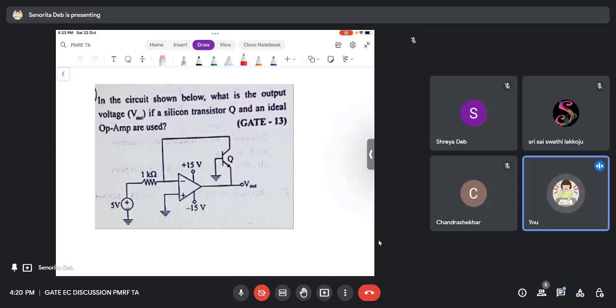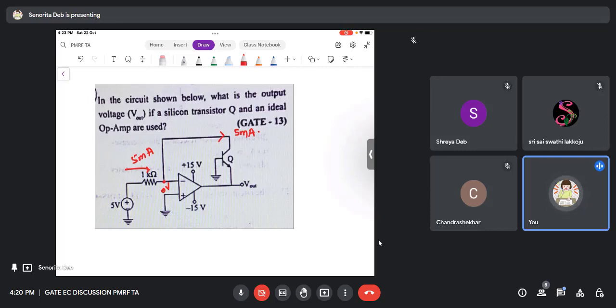You see that the output voltage is asked, nothing else is given. 5 volts is given here, and this is 0 volts, so that means a 5 milliampere current will be flowing, and this current here is 5 milliampere. And the voltage here will be plus minus 0.7.